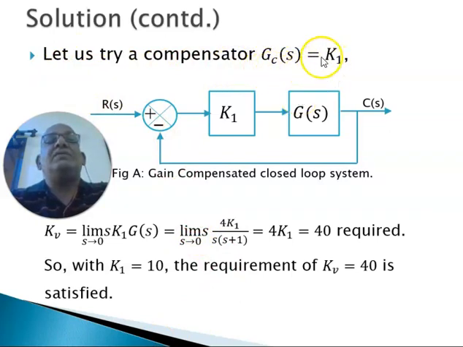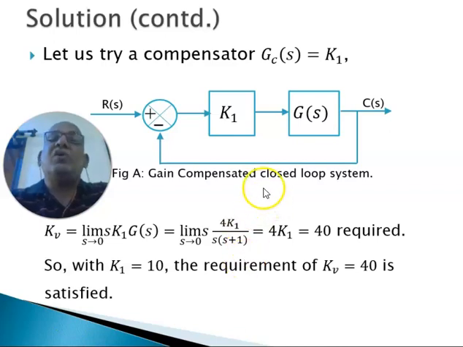That is, this GC block which comes over here, we'll take it to be K1, just a constant, a proportional controller. With that, we see that the velocity error constant, limit s tends to 0 of K1 multiplied by G(s), is 4K1, and we want that to be 40. So with K1 equal to 10, the requirement of Kv equal to 40 is satisfied.